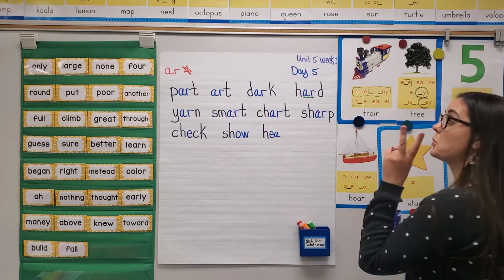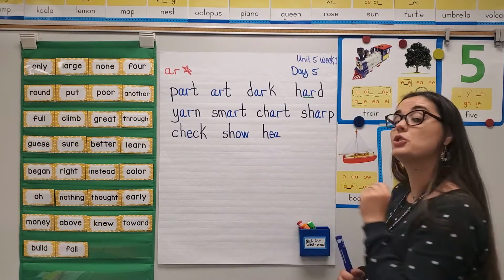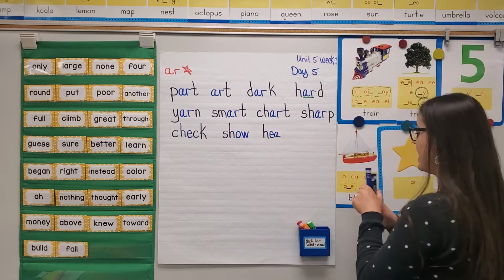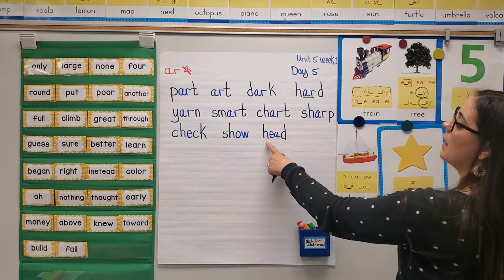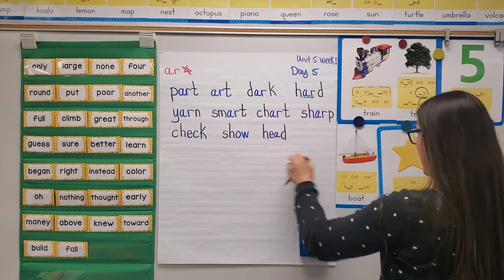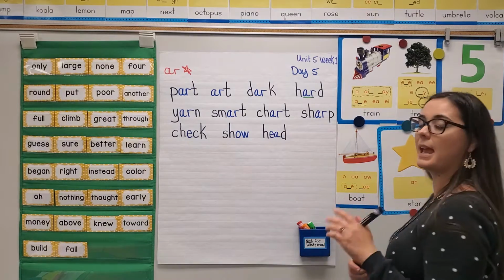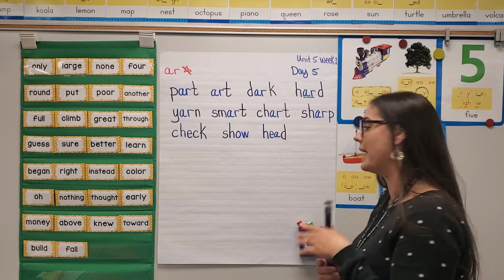EA. It's one of those teams that can say short E. Ha, D says da, ha, ed, head. We always forget that EA can also say the short sound, eh.